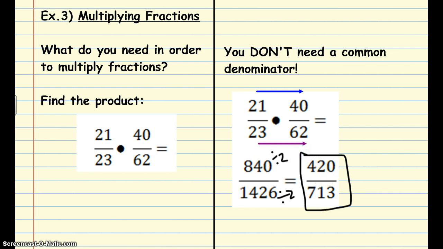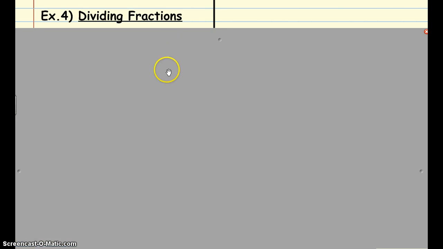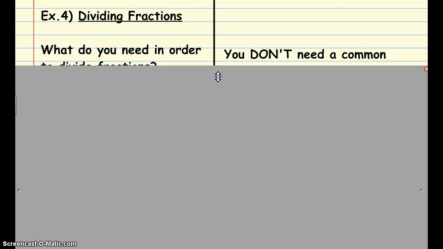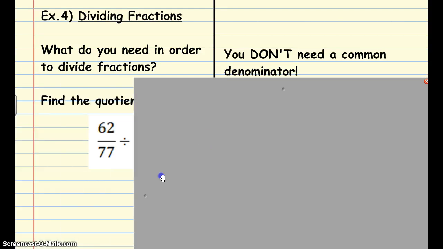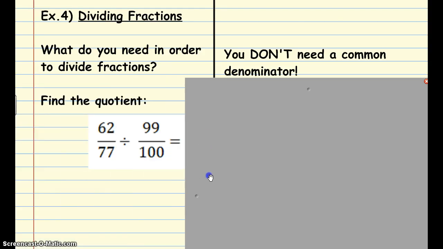All right, so last example, let's move on to dividing fractions. And what do we need in order to divide fractions? Just like I said with multiplication, you don't need a common denominator. You can make one, but you're giving yourself extra work to do. So here's our last example. We're going to find the quotient of 62 77ths divided by 99 100ths.